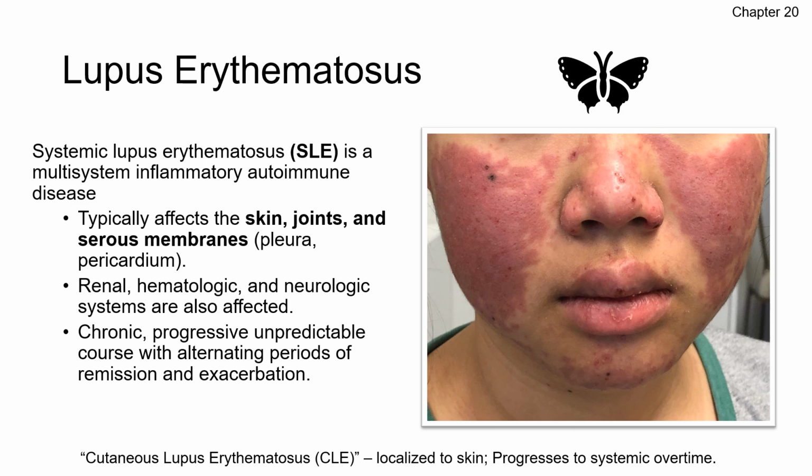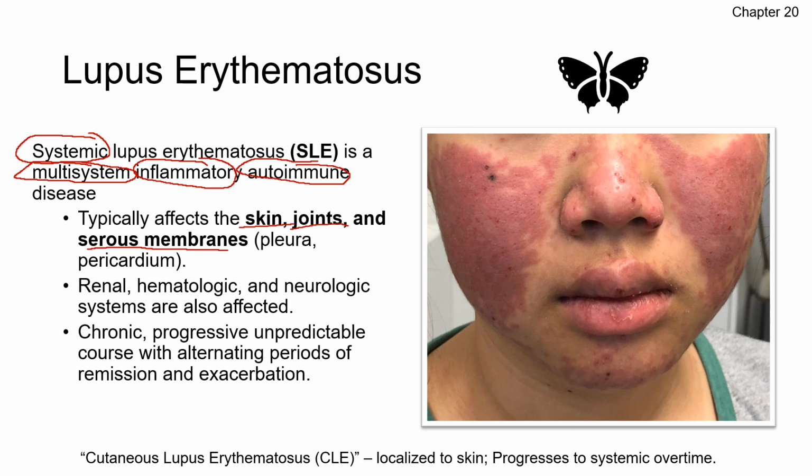So systemic lupus erythematosus is SLE for short, and this is a multi-system inflammatory immune disease. So let's break that down. Systemic, total body, multi-system, it's going to affect us everywhere. Inflammatory, you're going to have inflammation, and it's autoimmune, so that means they're going to have periods of exacerbation and remission. So this typically affects the skin, the joints, and serous membranes.